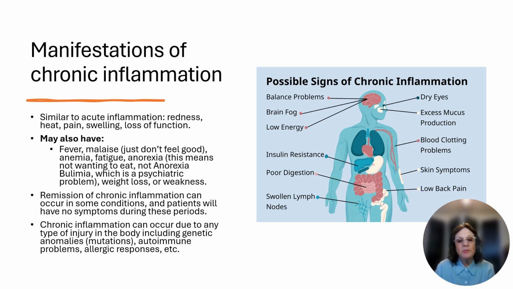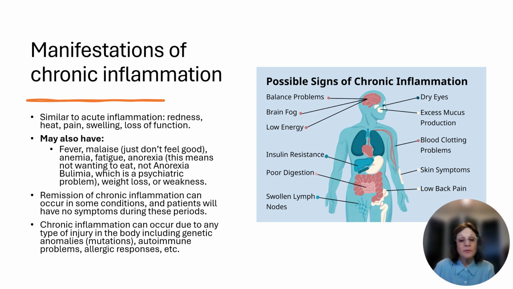What do we see in patients that have chronic inflammation? We're going to see the same kind of things that we would see in acute inflammation: the redness, the heat, the pain, the swelling, the loss of function. But they may also have things like fever, malaise, which is just a fancy word of saying they just feel icky, right? They don't feel good. They might have anemia. They might have fatigue or anorexia. And here when we say anorexia, I'm not talking about anorexia nervosa. I'm talking about not being able to eat. Maybe they don't have an appetite. They're just not eating enough, and they're losing weight and becoming very weak.